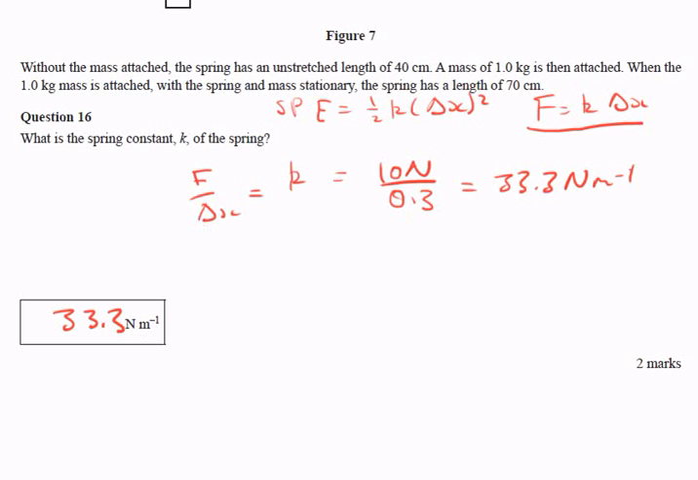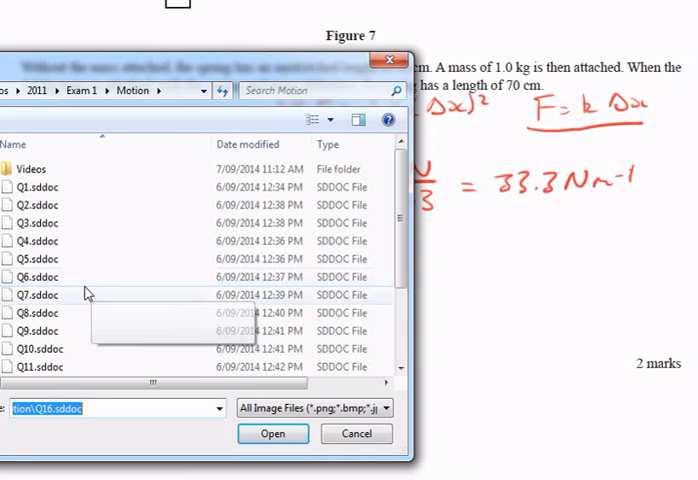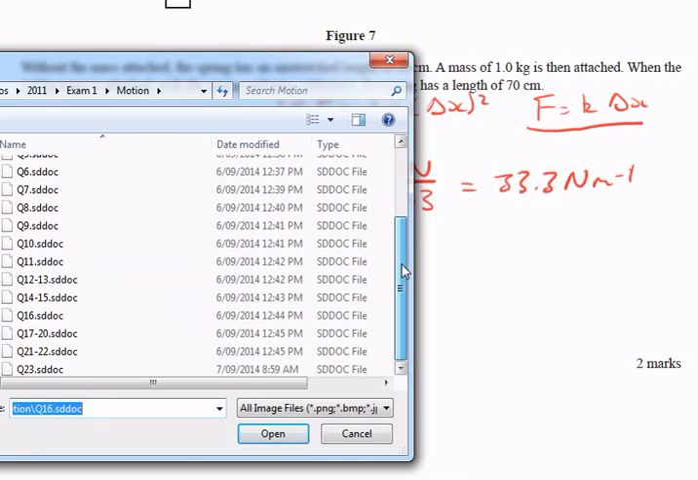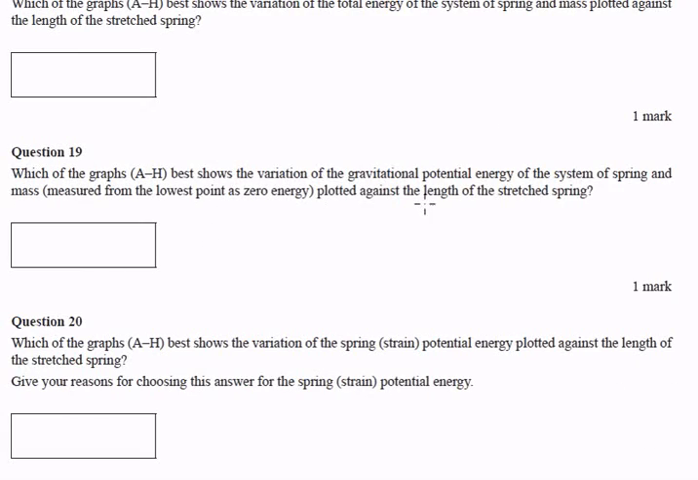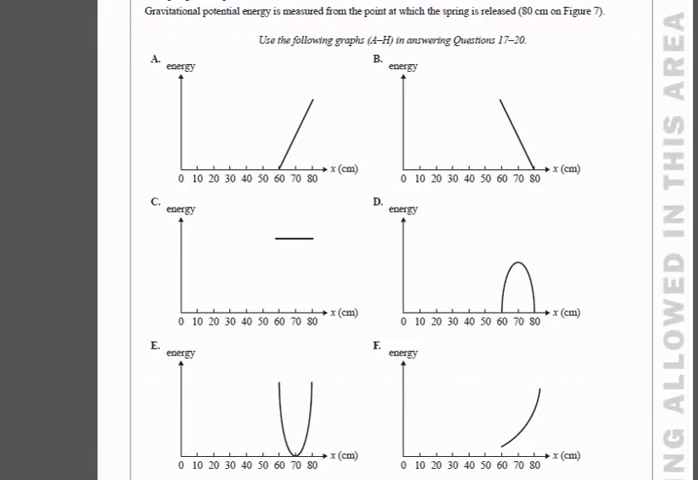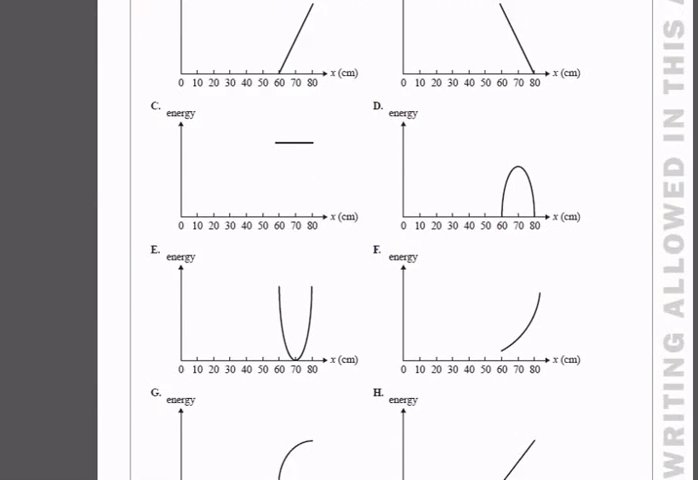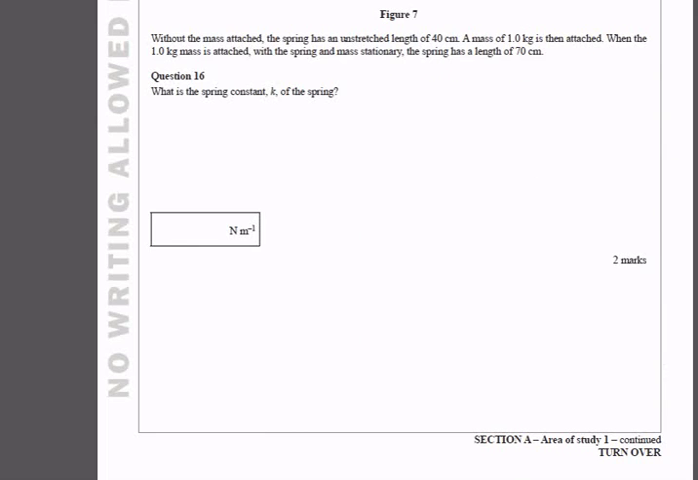Alright, next question. So on the next page of the exam there was these graphs here, and so there are all the graphs. Oops. Well, let's just read what it says.